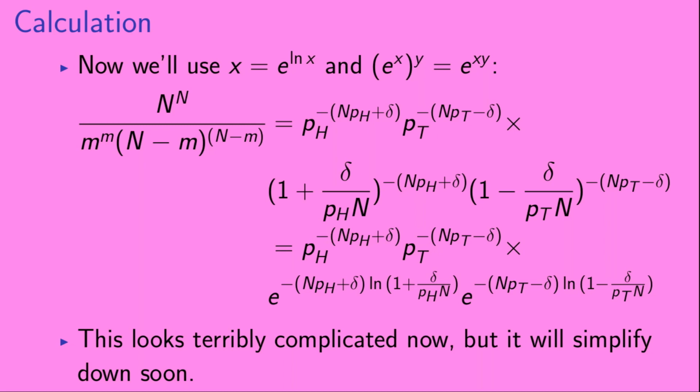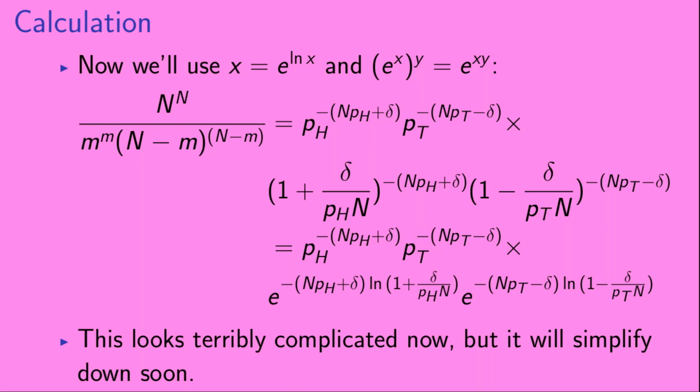So we're going to rewrite 1 + δ over ph n as e raised to the power of the natural log of 1 + δ over ph n. And we're going to rewrite 1 − δ over pt n as e raised to the power of the natural log of 1 − δ over pt n.